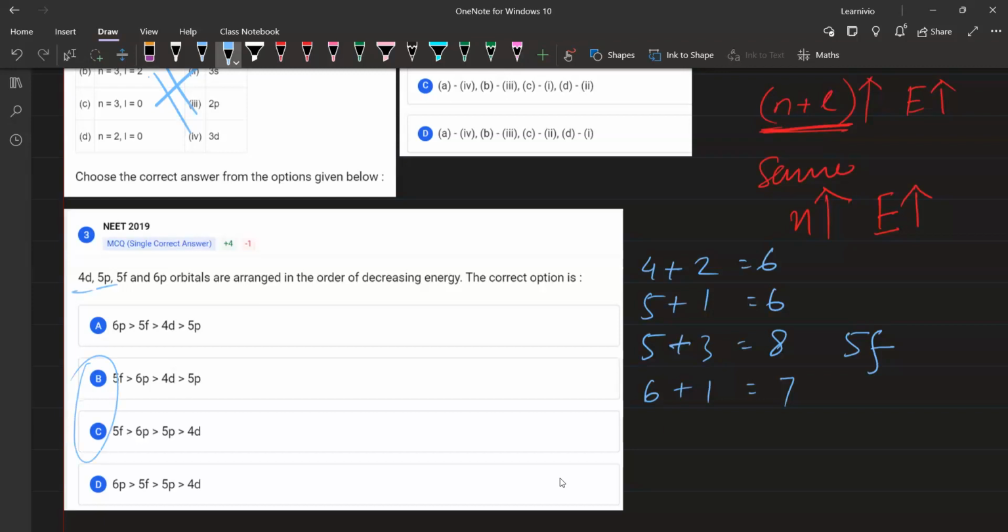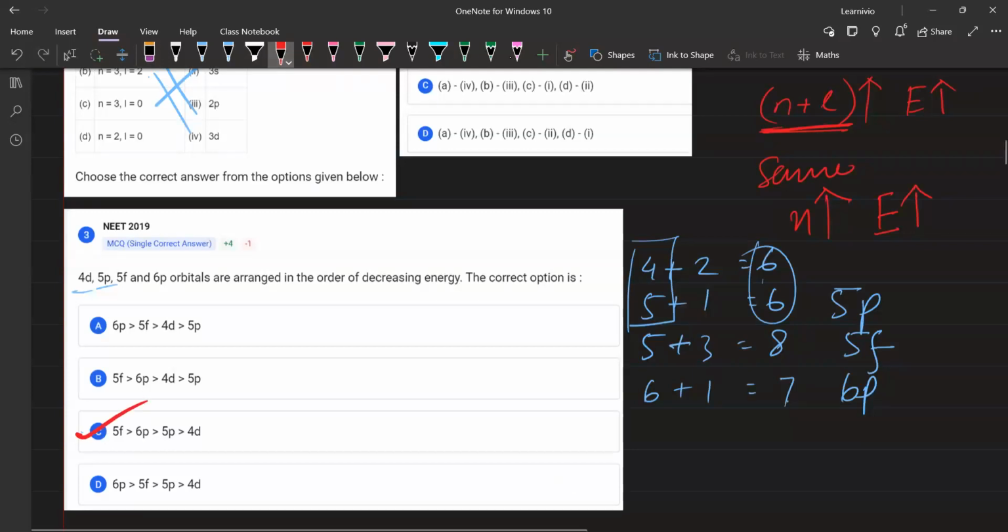5f is in options B and C. Then we have 6p, which is in both of them. Okay, 6p is done. And now here, if you see, the value of n plus l is the same, then we look at the values of n. 5p will have greater energy. 5p where? In option C. Option number C will be correct.